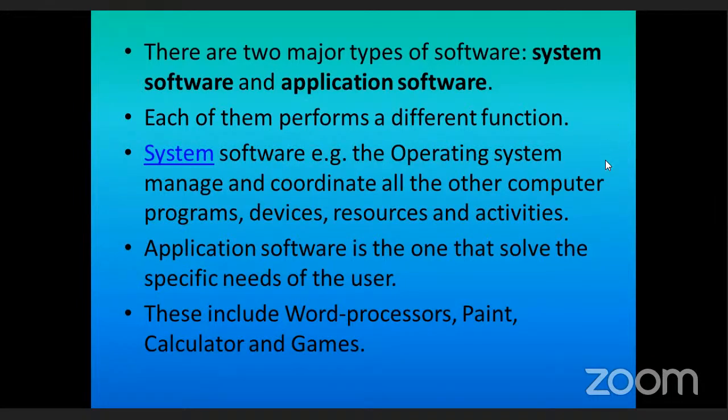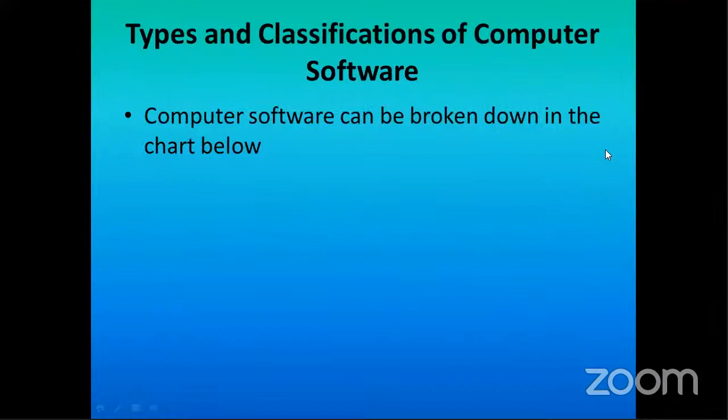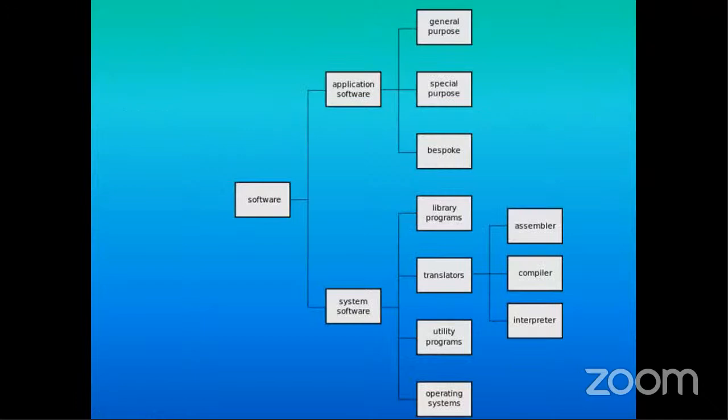Okay, we move to the next slide. So we have the types and classification of computer software, and here they are. So you find that as we have grouped it into two, we are saying that we have software as the main part. It is grouped into two: application and then system software. Application is further divided into these ones.